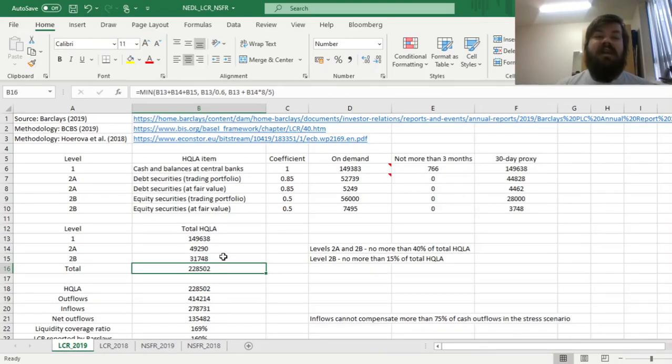And that's all there is for the liquidity coverage ratio and how you can calculate it using publicly available data from your favorite bank's annual report.